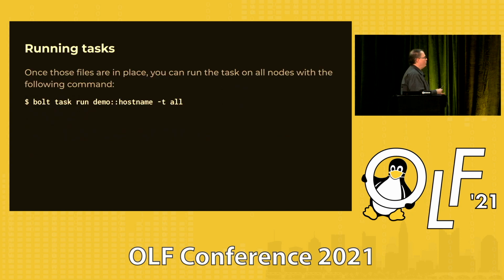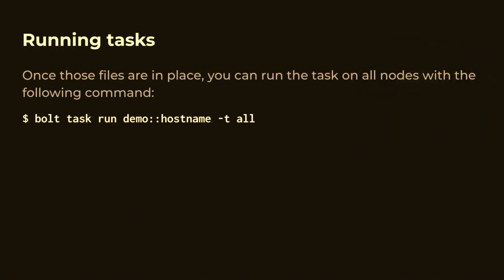So anyway, once you have all those files in place, then you can just run bolt task run, and then the name of the task, and then again, specify the targets, right? And if you have any parameters, then you just specify those, key equal value at the end, and those get passed into the script either as environment variables or as a JSON blob, depending on how you configure some things.